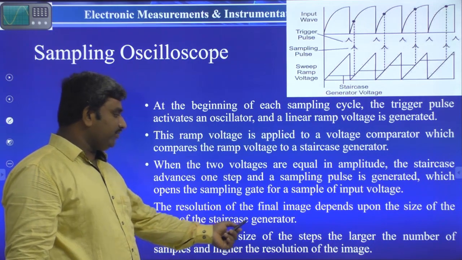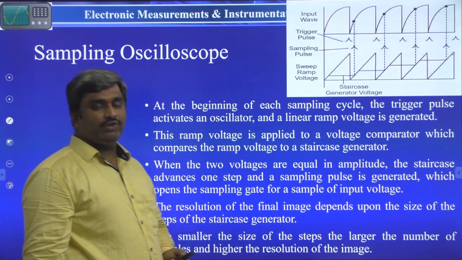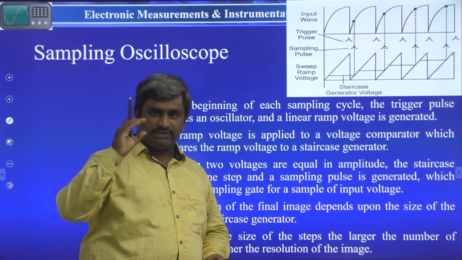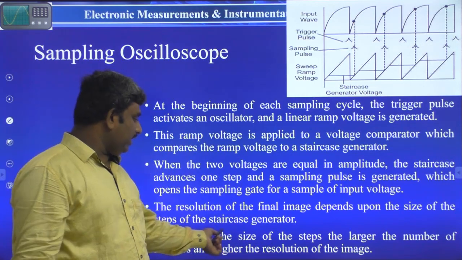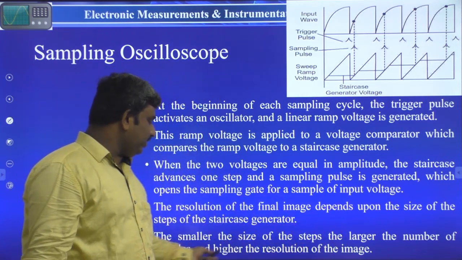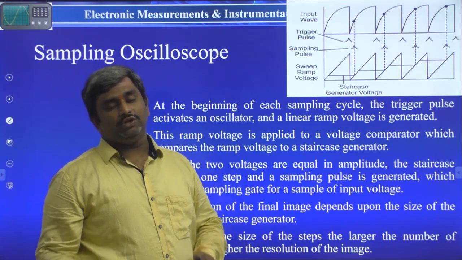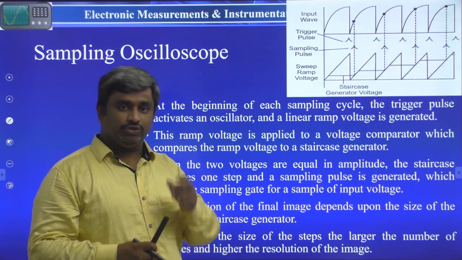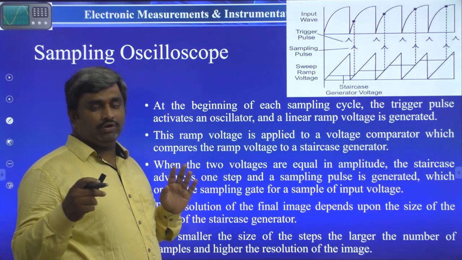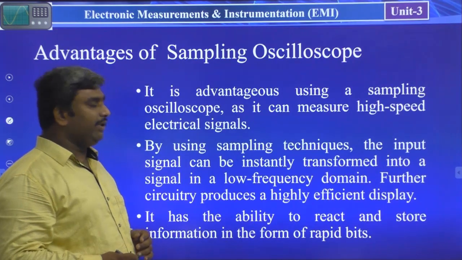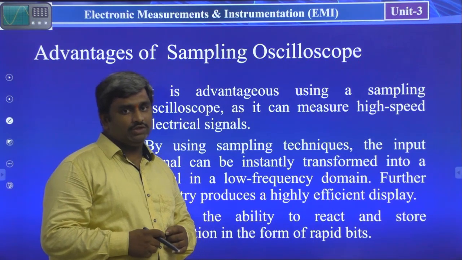The smaller the size of the steps, the larger the number of samples and the higher the resolution of the image. If the step size is very small, then we need a large number of samples. So smaller steps give a larger number of samples and a higher resolution of the image. With a high amount of resolution, we can get fully detailed signal information. But it will take a very huge amount of storage. So that is about sampling oscilloscopes.